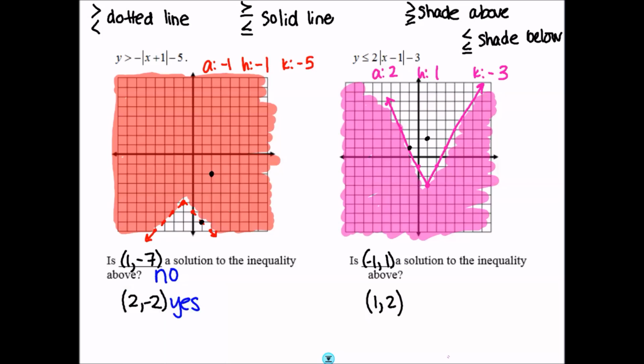Since this is a solid line, all of the points on the line are also a part of the solution set. So the point -1, 1 is a solution. The point 1, 2 is in the not shaded region, so it is not a solution to this inequality. The tricky thing about absolute value inequalities is remembering that sometimes you have dotted lines and remembering to shade.